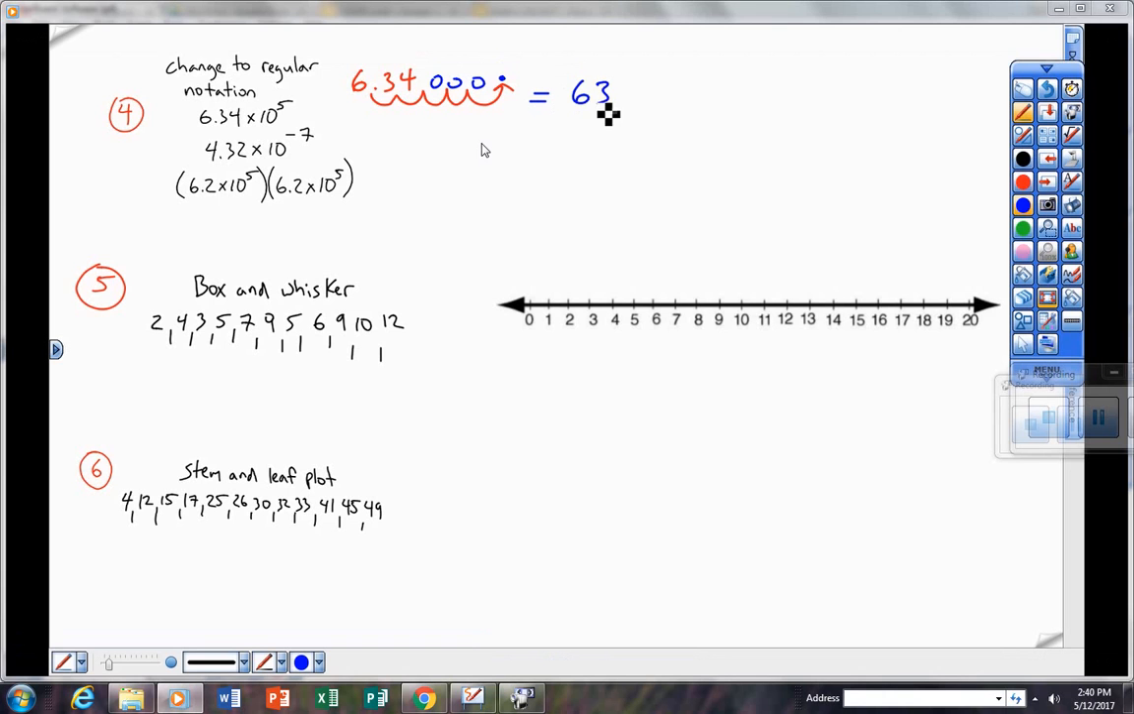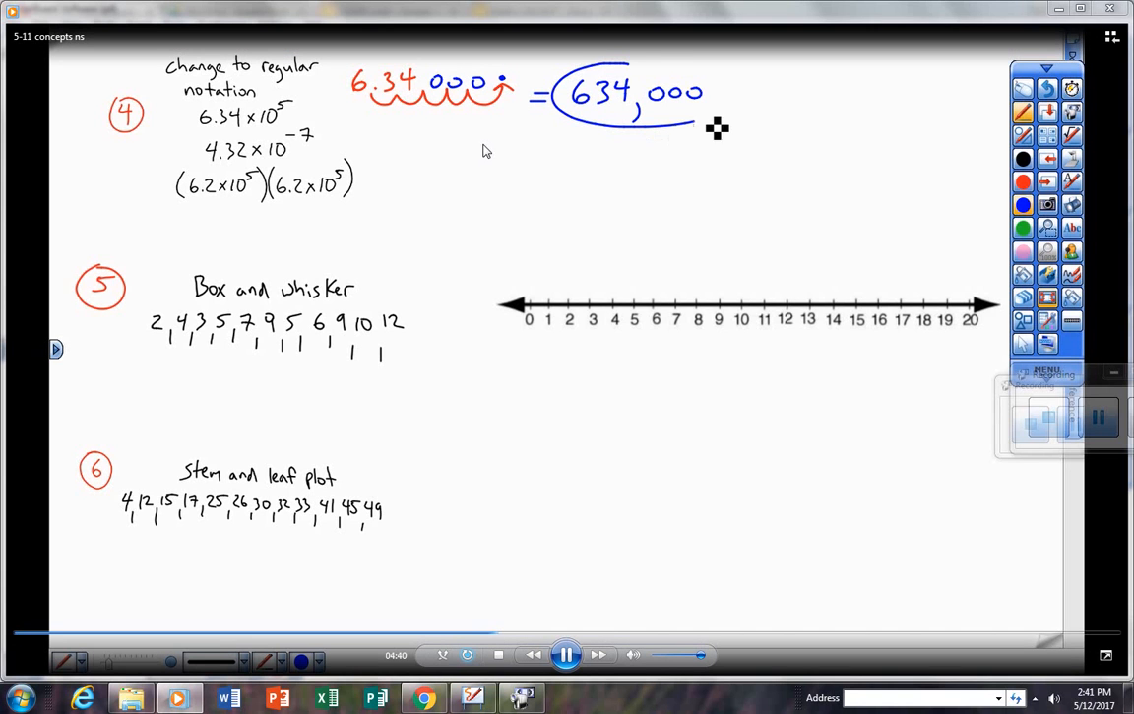So 634,000. All right, second one. Take that decimal and this time move it to the left because that is -7, moving it 7 places to the left. So 1, 2, 3, 4, 5, 6, 7. That's the new location for my decimal. Put zeros in the spot.